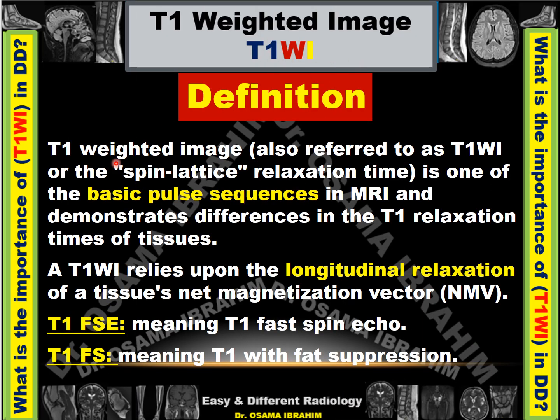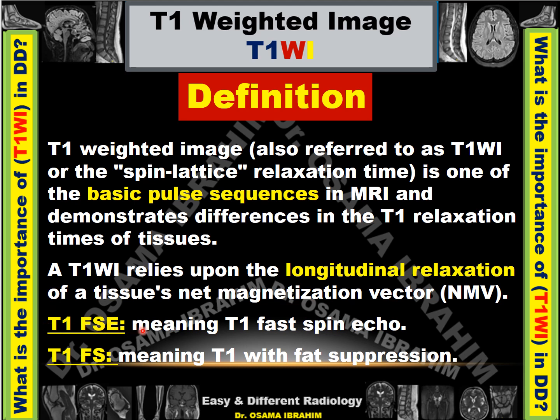Definition of T1 weighted image. T1 weighted image, also referred to as spin-lattice relaxation time, as we talked about in the physics presentation before. I have one presentation talking about the physics; if you are still confused, you can return to it. It is one of the basic pulse sequences in MRI and demonstrates the difference in the T1 relaxation time of the tissues. A T1 weighted image relies on the longitudinal relaxation of the tissues' net magnetization vector.